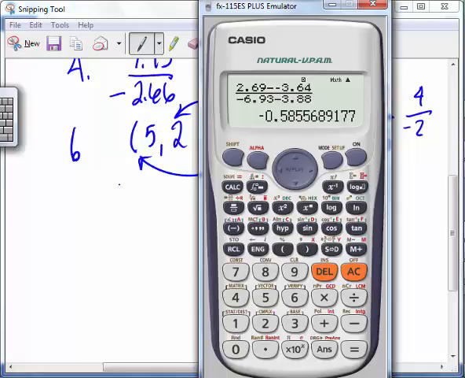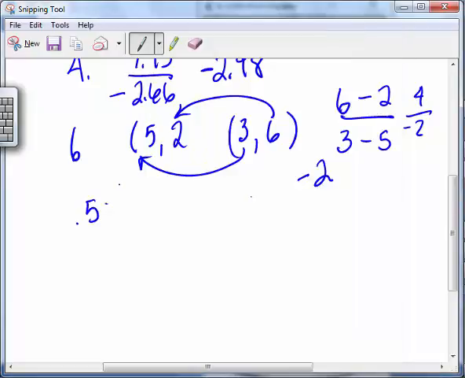Looks like we have to have 3 digits. So since it's 0.58556, we can only have 3 digits because that's how many digits we have in our question. So our answer will be 0.586.